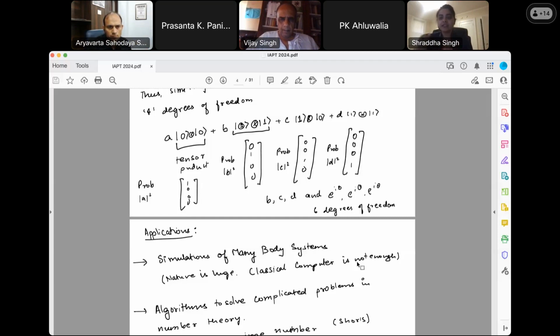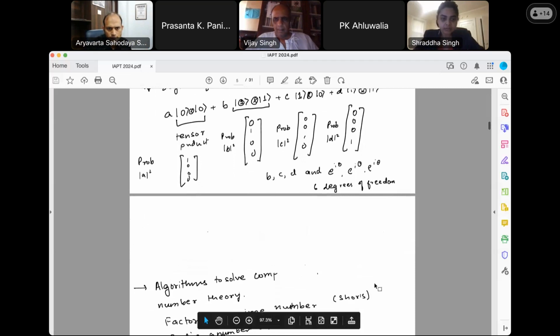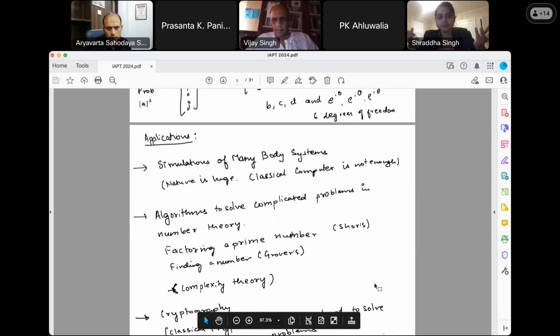So we will identify some crucial applications of quantum computation. So the very first one is simulations of many body systems.